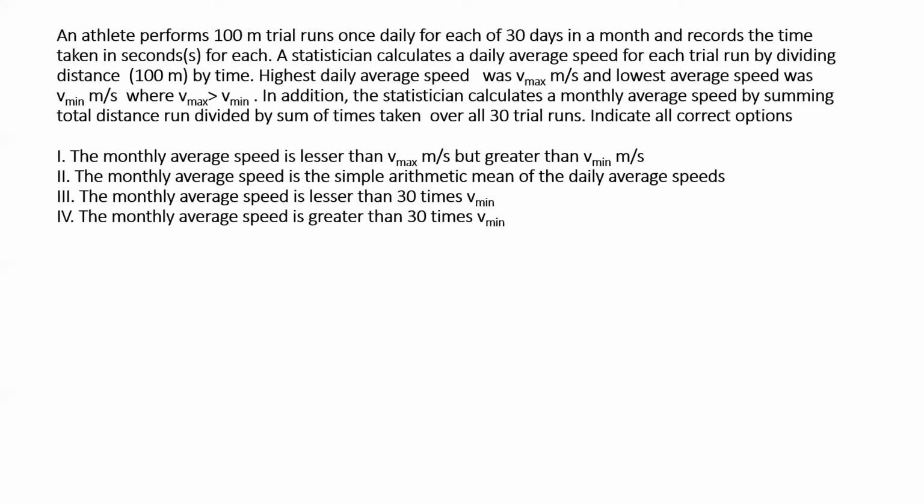You have a given day, day 1, the athlete runs a distance of 100 meters, and he's running the same distance every day, right? He's performing a 100-meter trial run every day once. Let's suppose he takes t1 seconds on day 1, and then the average speed for that day's trial run would be simply 100 divided by t1, and it's relatively easy to express t1 in terms of v1 as well. So t1 will be just 100 by v1, and we can do the same thing for all the days.